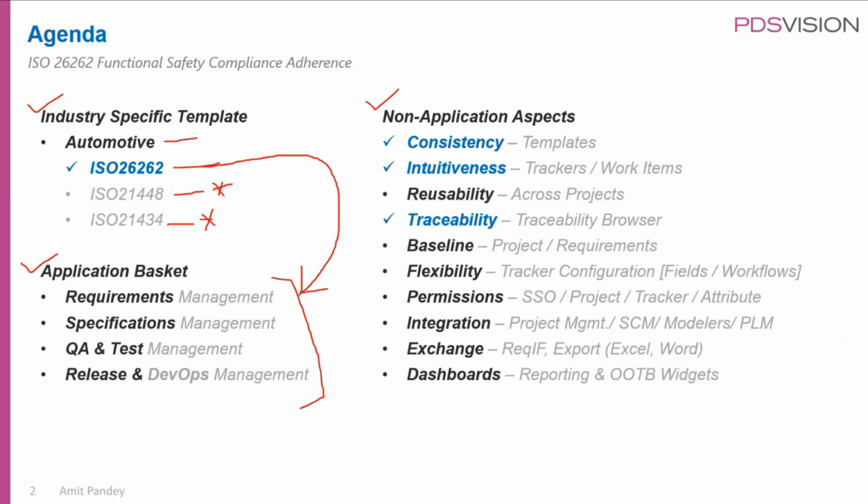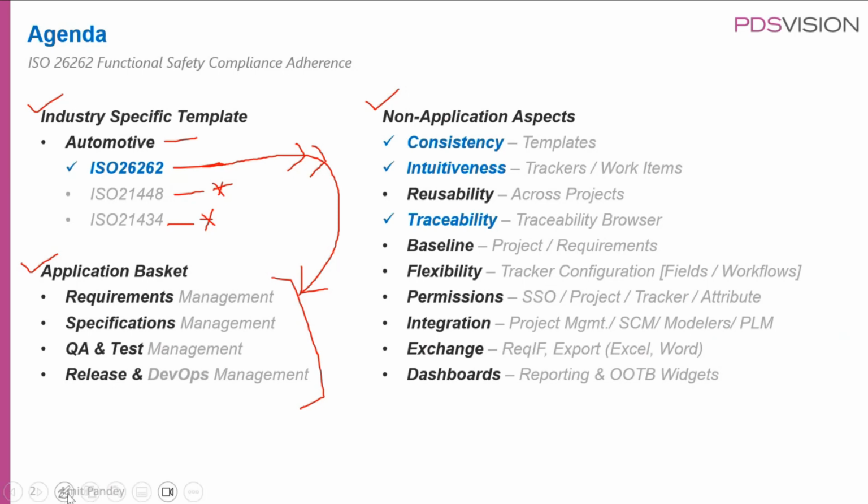For today's session, I will not go through all the trackers which are typically meant for requirement specification, QA and test, and release. Instead, I will focus only on the functional safety aspects of it. So they are the functional safety trackers. But having said that, all are integrated into the product development, but our focus will be only on the functional safety specific trackers.